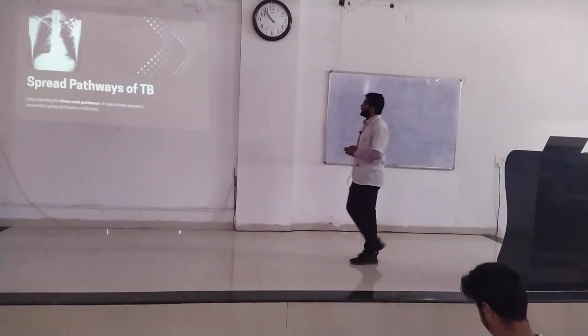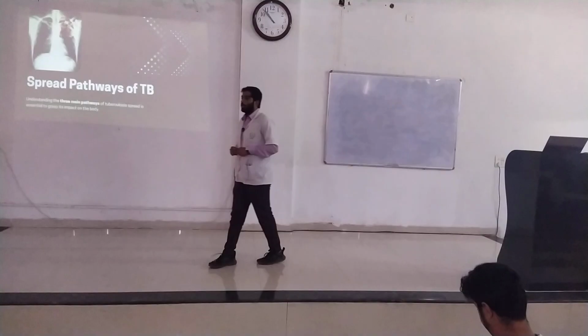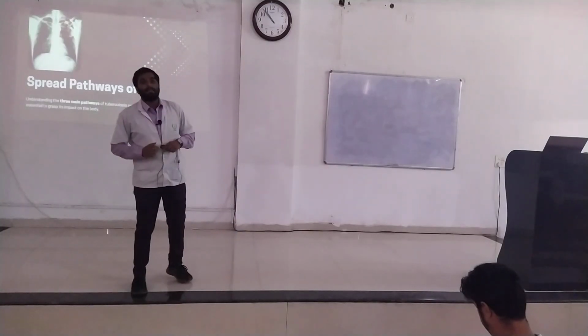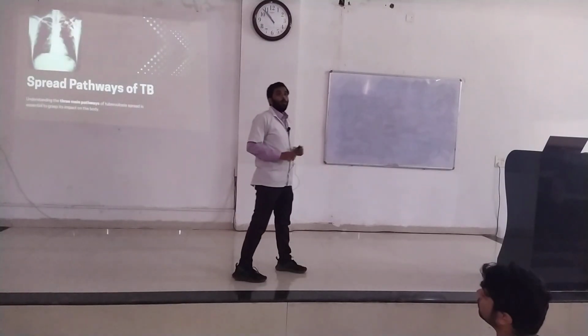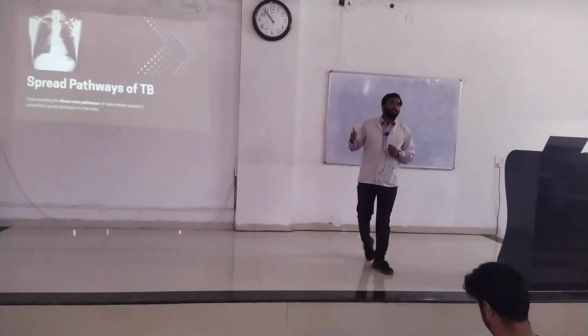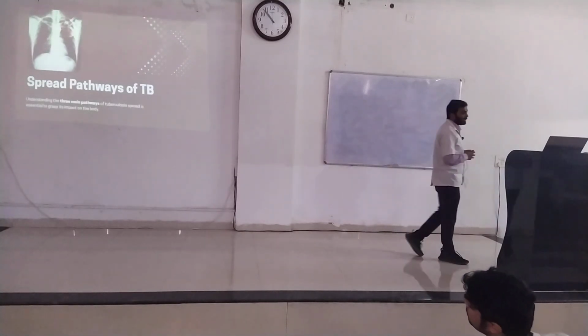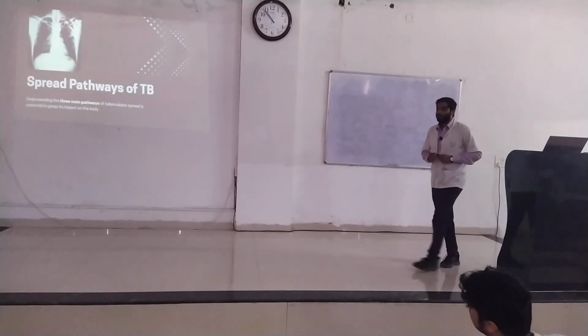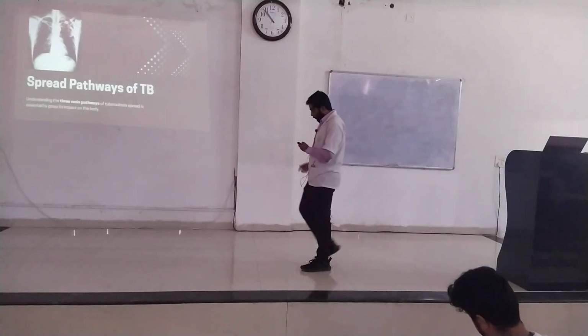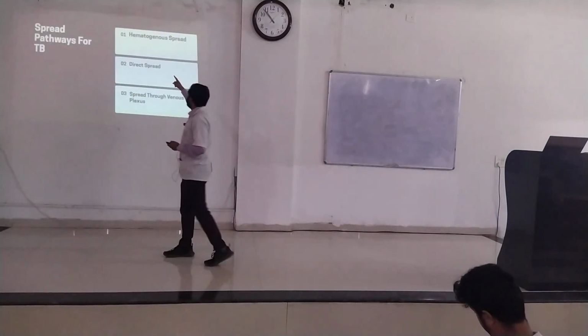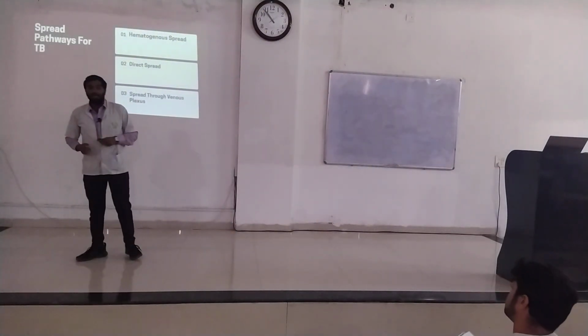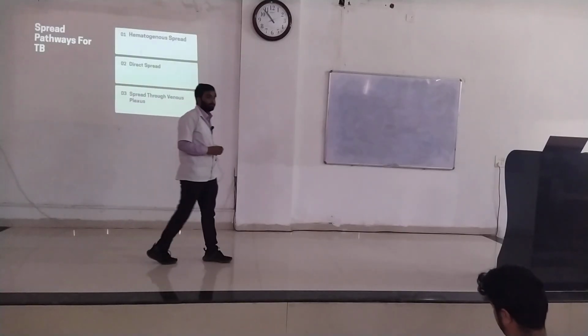Next we will look at the spread pathways of TB. Now TB is not your usual gentleman. What I mean to say is, it does not respect boundaries. It will use any tactics possible to spread. Therefore, the most common pathways used are hematogenous spread, direct spread, and spread through venous plexuses.